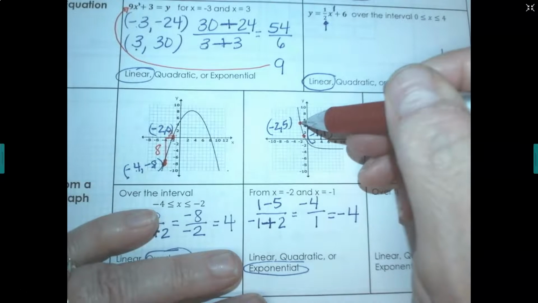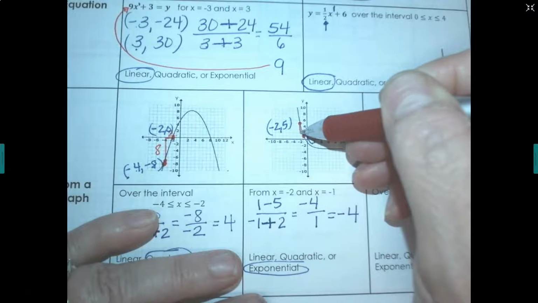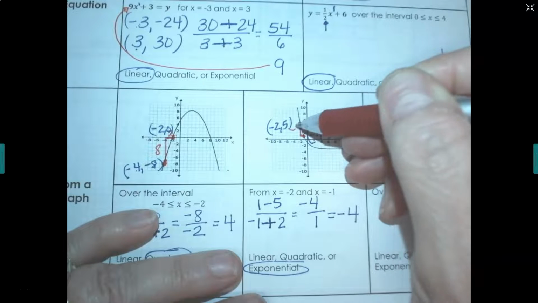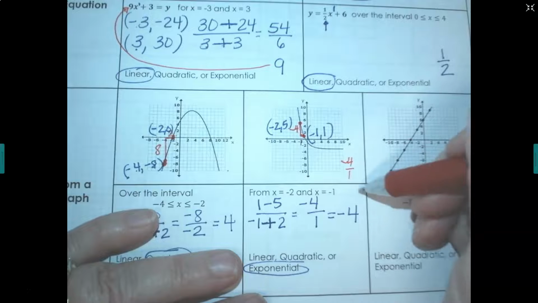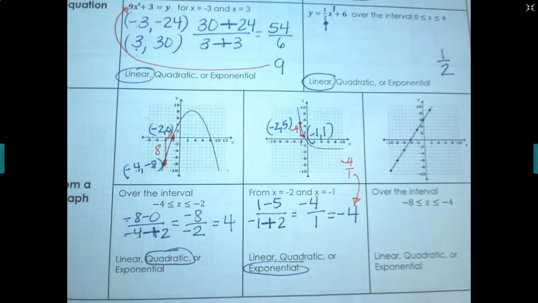And I'm going to take a look. To get from this point to this point, I'm going to go down 4 and right 1, which gives me a slope of -4. So we can count between the points if it's easier.